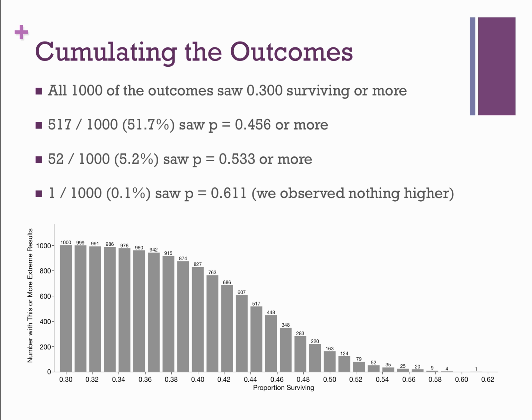52 out of 1,000, or 5.2%, saw a proportion of 0.533 or more. And all the way on the right side, we see 1 in 1,000, or 0.1%, that saw a proportion of 0.611 or higher. Now remember, we observed in our data a proportion of 0.633. Our simulation didn't observe anything that high. So what we observed in our data was actually very far away from what we expected to see based on the simulation.